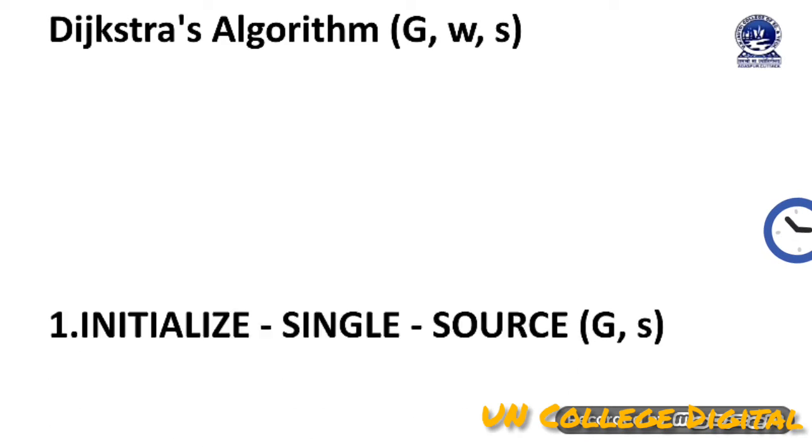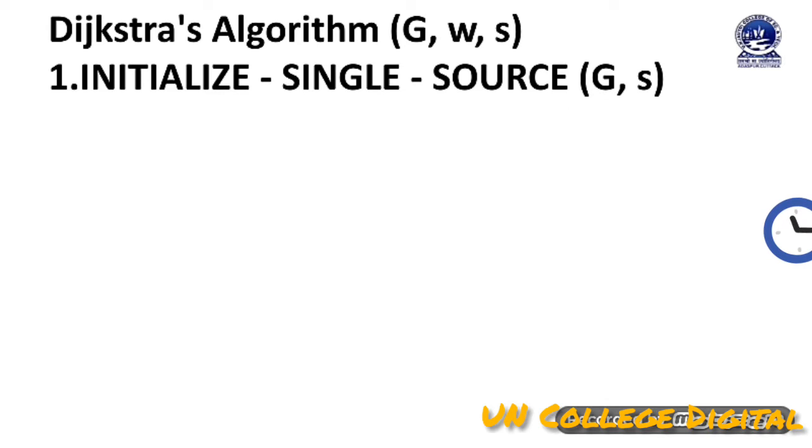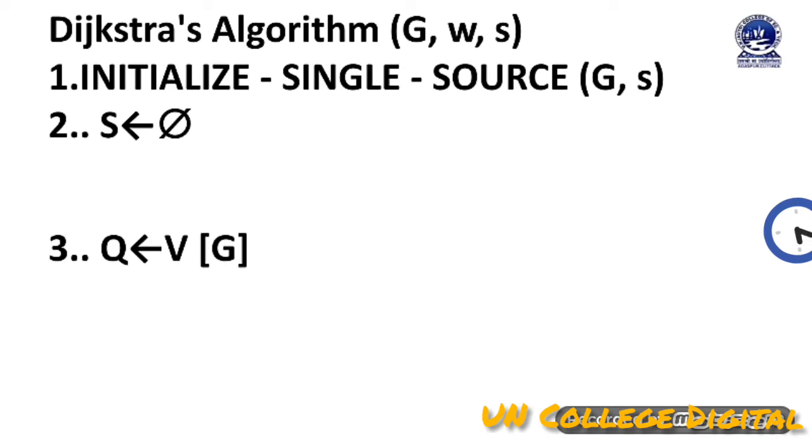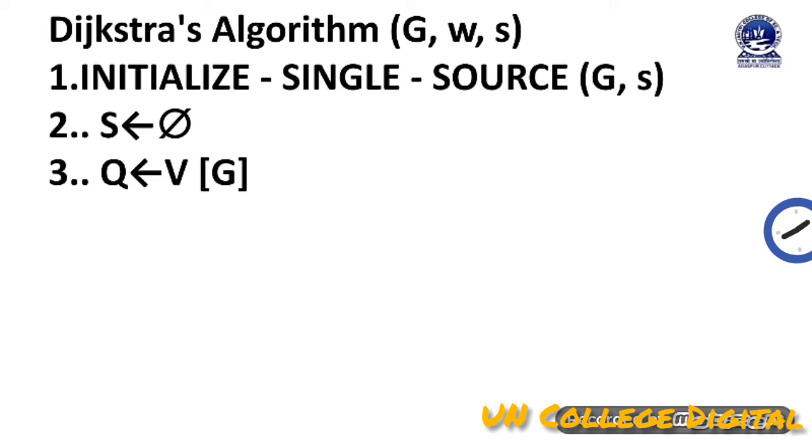The Dijkstra algorithm will take G, W and S. Here G represents your graph, S represents the set which is the final output, and W represents weight. Then inside the algorithm, the first step is Initialize-Single-Source(G, S). Then S, your set, is initially empty. Then we will take one vertex from the graph and place the vertex in the set.